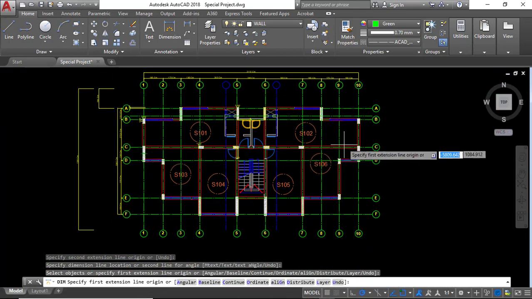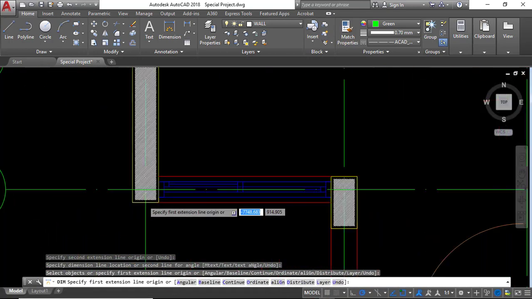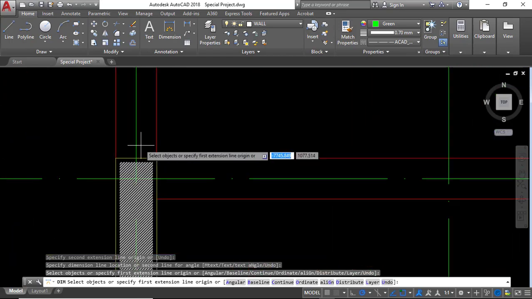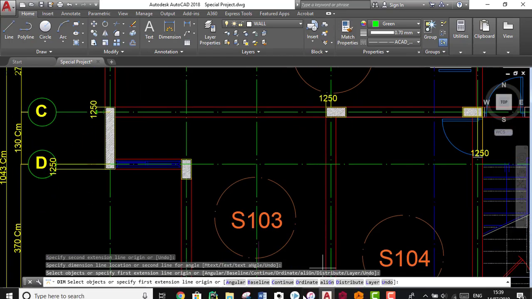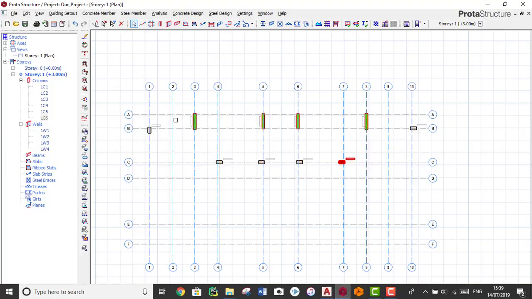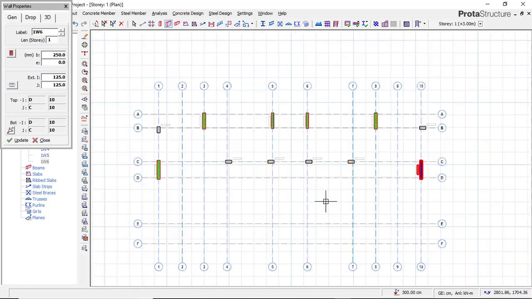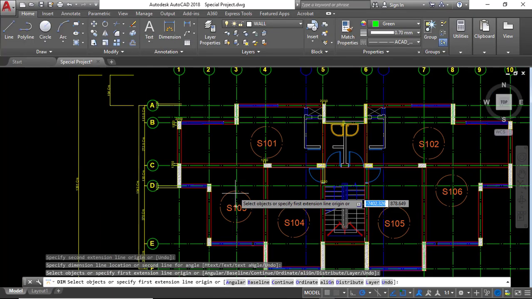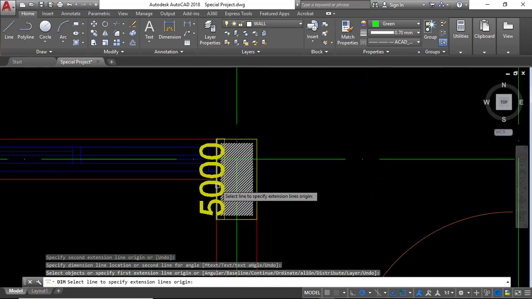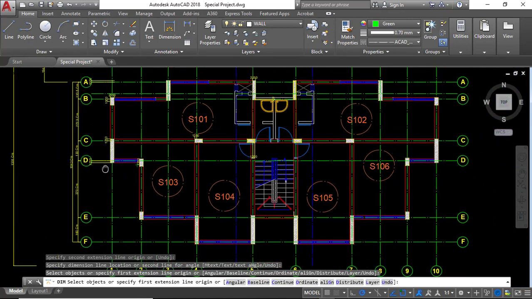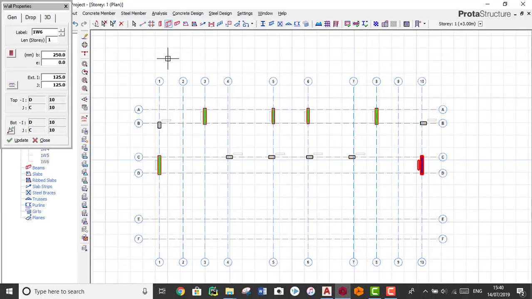Walls 1D and 10D are extended between axes D and C, and they have a bottom and top eccentricity of 12.5 centimeters. We draw the rest of the columns and walls exactly in the same way, so I'm going to speed up the video while drawing them.